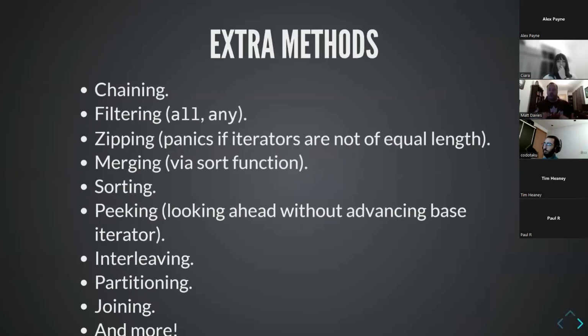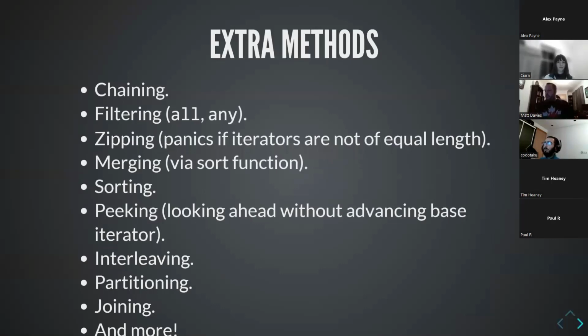So that's when you take two iterators and put them one after the other. When you finish iterating through the first one, it starts iterating through the second one. There's filtering, such as all or any. There's zipping, which takes multiple iterators and then takes each element from each iterator at the same time and gives it back to you as a tuple. And of course, if the iterators are not of equal length, then it will panic.